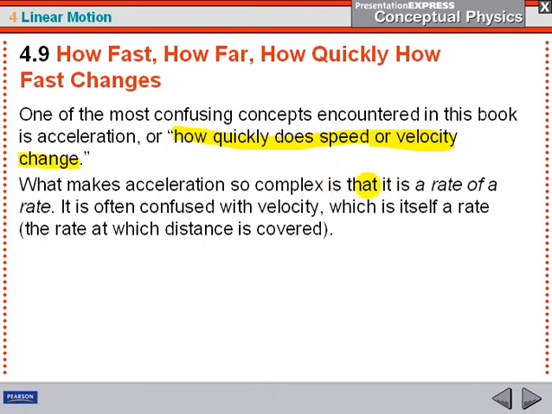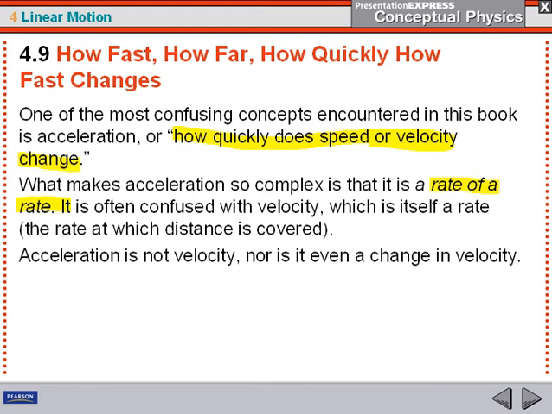And the other thing about this is a rate of a rate. Velocity itself is a rate. And when you're finding the rate at which another rate is changing, you're finding the rate of a rate. And that's why we have that t squared in the denominator of all the equations, and also why the t squared appears in the units. So acceleration is not velocity, nor is it a change, nor is it even a change in velocity.